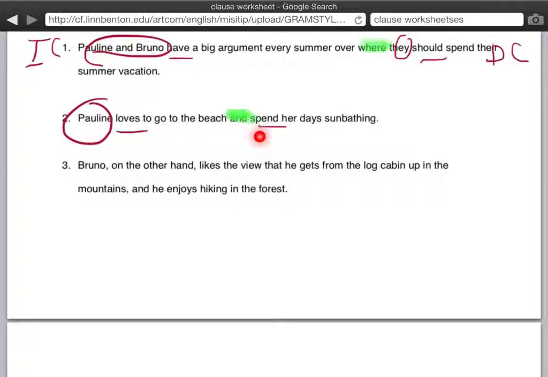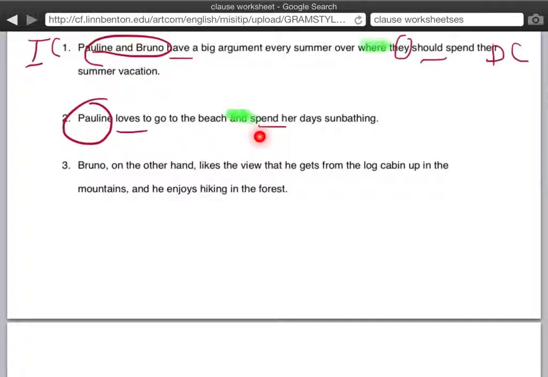Bruno, on the other hand, likes the view that he gets from the log cabin up in the mountains, and he enjoys hiking in the forest. So we have Bruno likes. On the other hand, we just ignore. The view that he gets from the log cabin, up in the mountains, all is just prepositional phrases, so we don't need that.